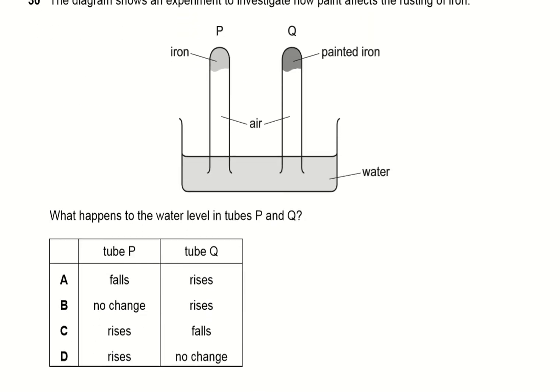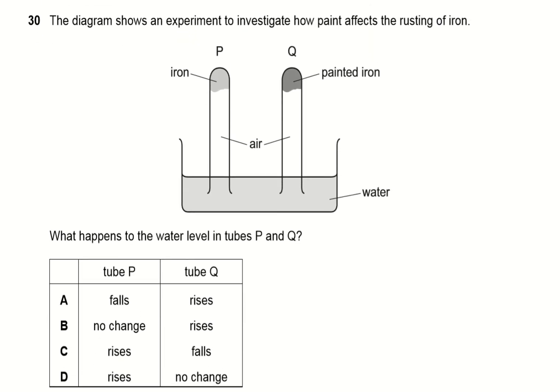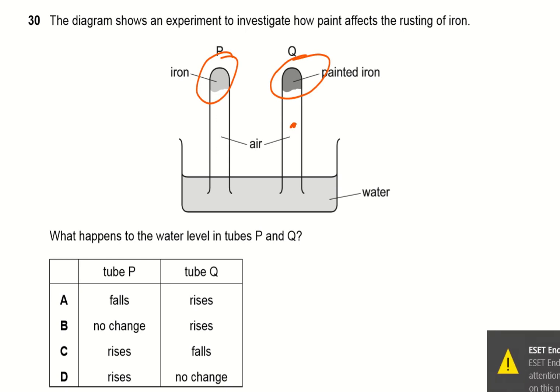Now question 30. The diagram shows an experiment to investigate how paint affects the rusting of iron. What happened to the water level in tubes P and Q? Okay, so this is iron, and this is painted iron. Of course, you know that painting prevents rusting. So air is available and water is available. These are two conditions required for rusting to take place.